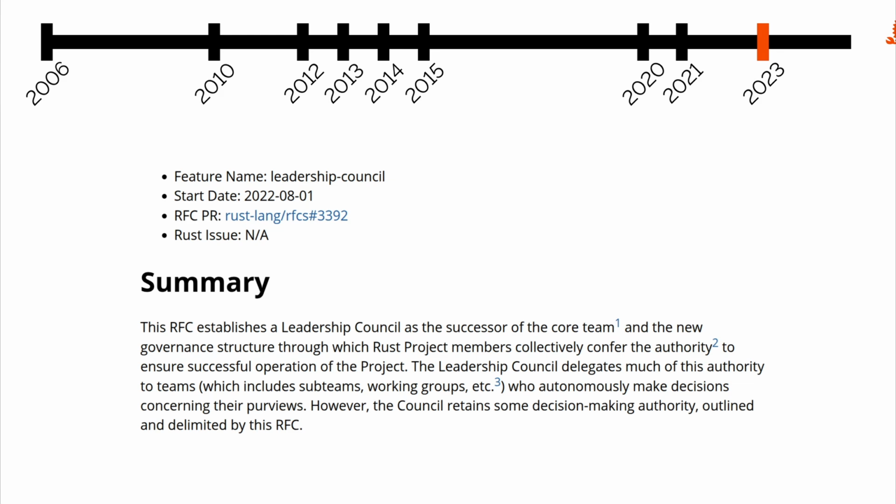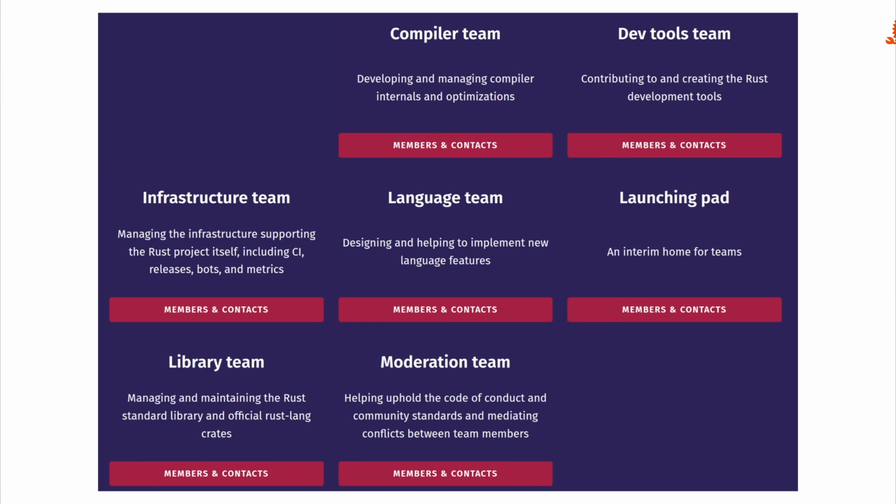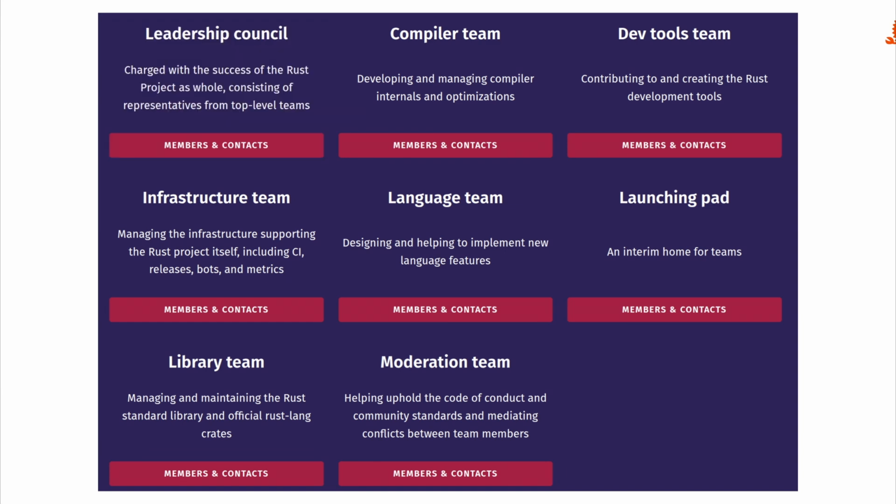So how does it look like today? We still have those original top-level teams: library, moderation, infra, language, and compiler. We have two others. One is the DevTools team, which manages things like the build tool, linter, formatter, and so on, and the launching pad, where we just put the things that we don't know where they belong. And every one of those teams has a representative in the Leadership Council. So, for example, I'm a representative of the infra team.